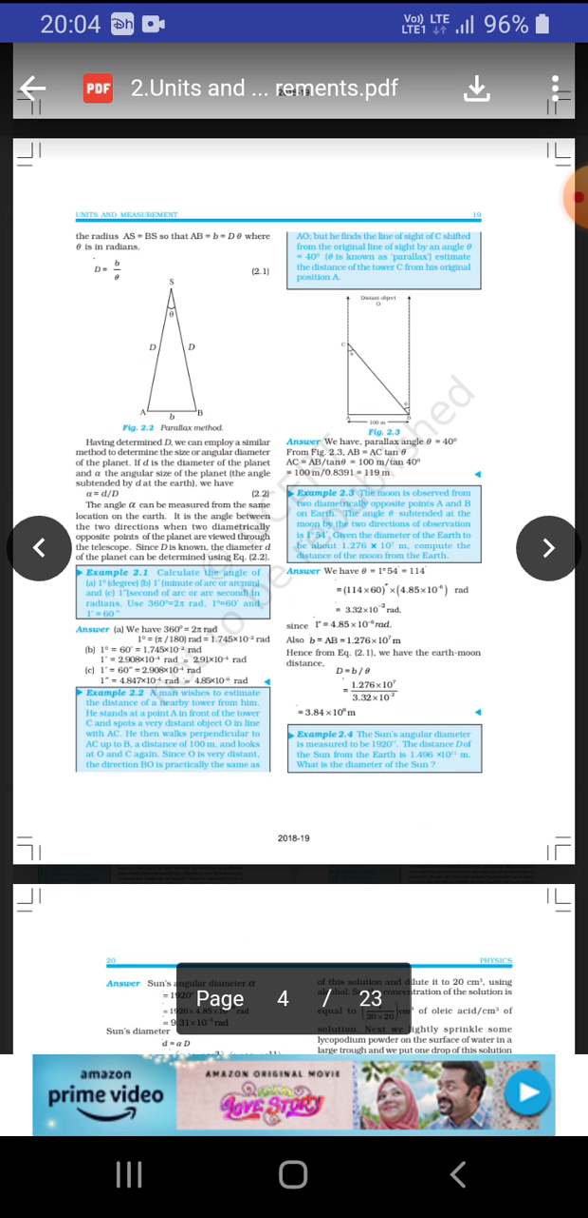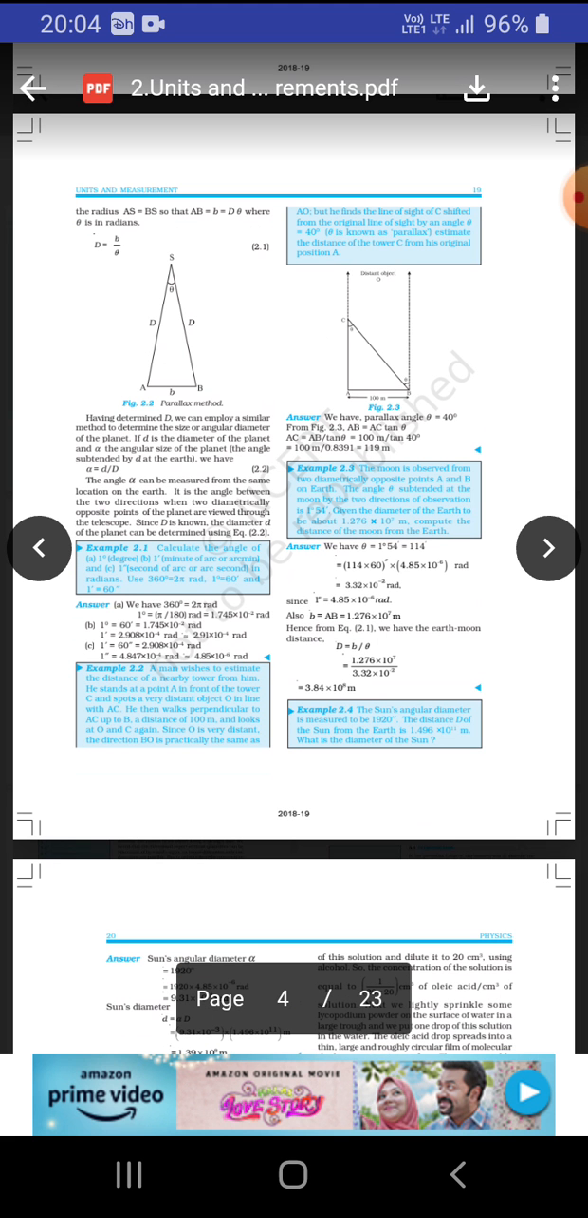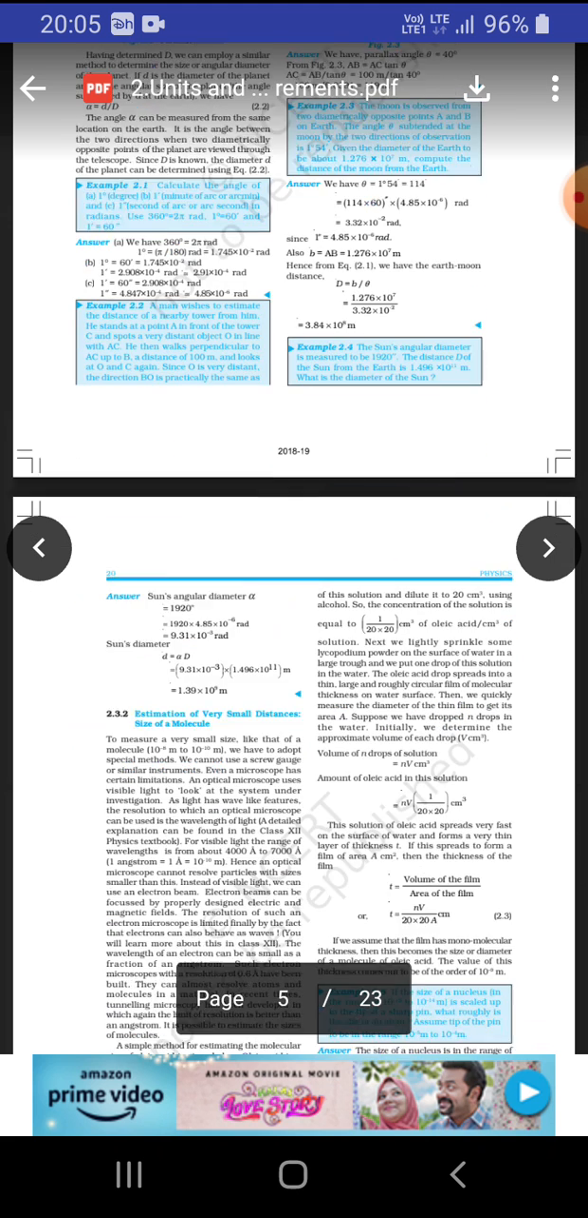We have 360 degrees equal to 2 pi radians, so 1 degree is equal to pi by 180, which is 1.74 into 10 to the power minus 2 radians. 1 degree is equal to 60 minutes, so 1 minute is 1.74 into 10 to the power minus 2 divided by 60. When we solve it, we get 2.908 into 10 to the power minus 4 radians. Dividing again by 60, we get 4.85 into 10 to the power minus 6 radians. Like this you solve all the other problems they have given. It will be good practice for you.